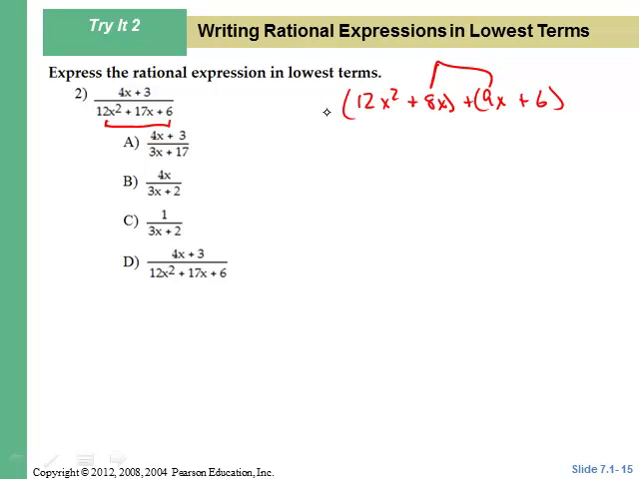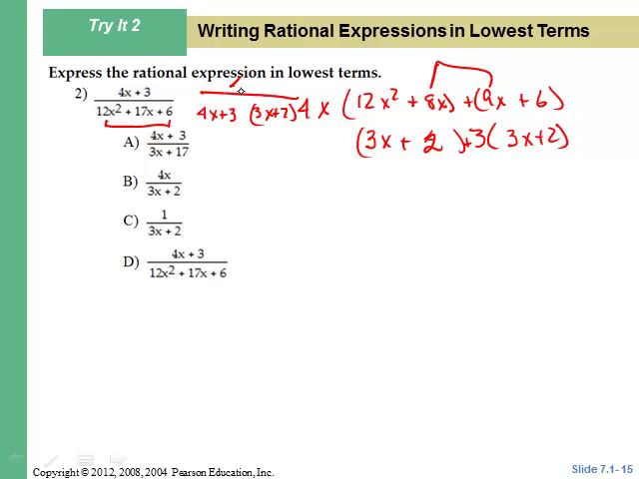Factor a 4x out of the first ones, we're left with 3x plus 2. Factor 3 out of the second ones, that's a plus 2, and we're left with 3x plus 2. So our factored form is 4x plus 3, 3x plus 2 is the denominator, and then 4x plus 3 is the numerator. Those cancel, and we're left with 1 over 3x plus 2.